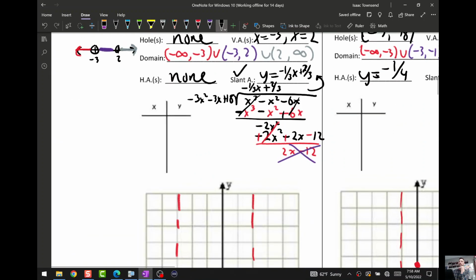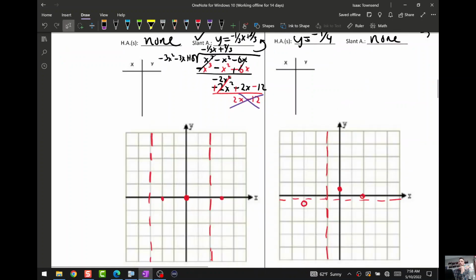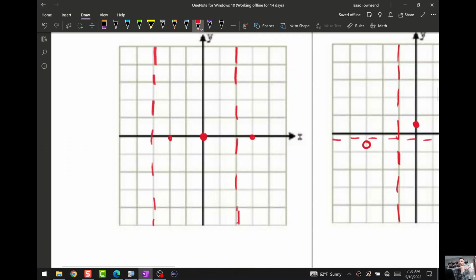But okay, so now we've got a slant asymptote. Well, we can graph this. All asymptotes need to be dashed lines, and this is in the format of mx plus b. It's got a y-intercept of 2/3 and a slope of negative 1/3. So count down 1 and right 3. Make that a dashed line.